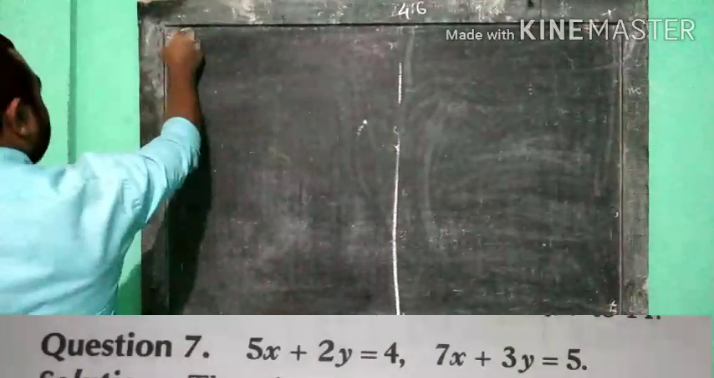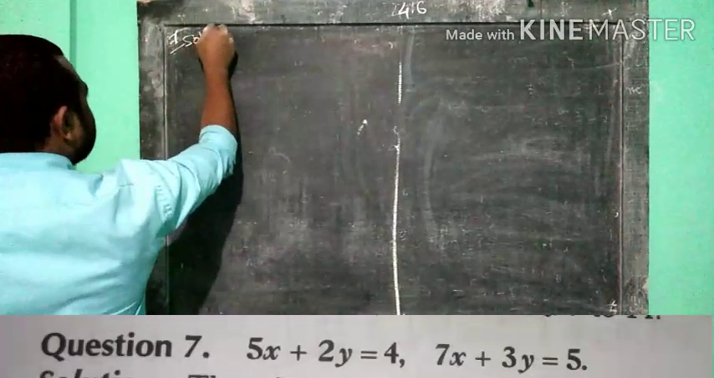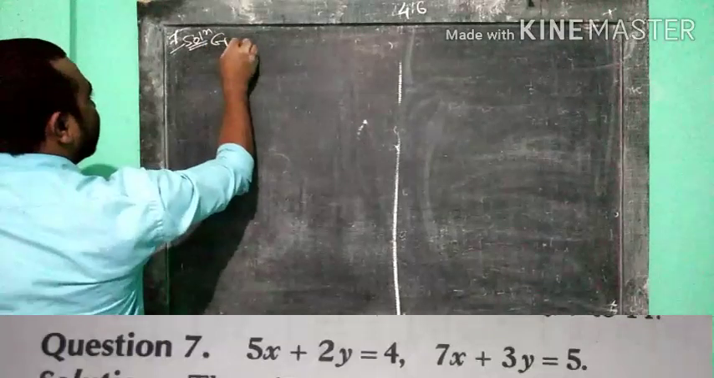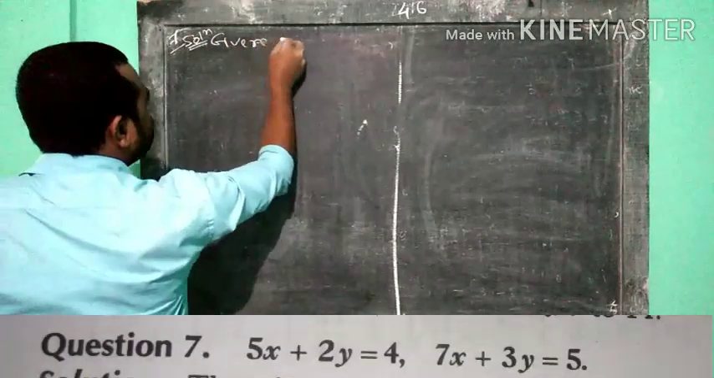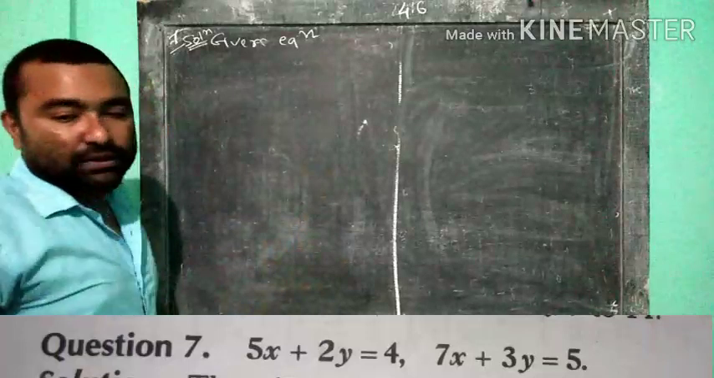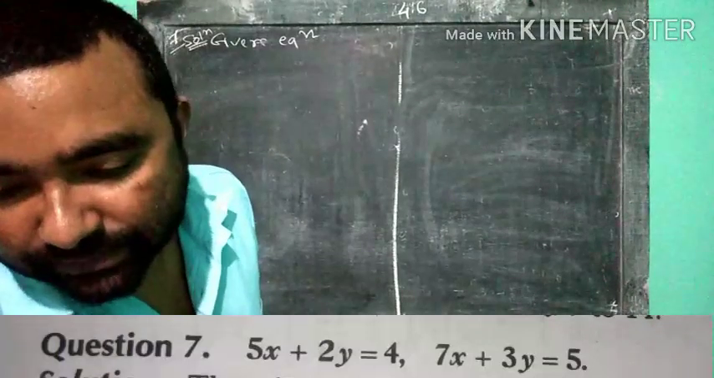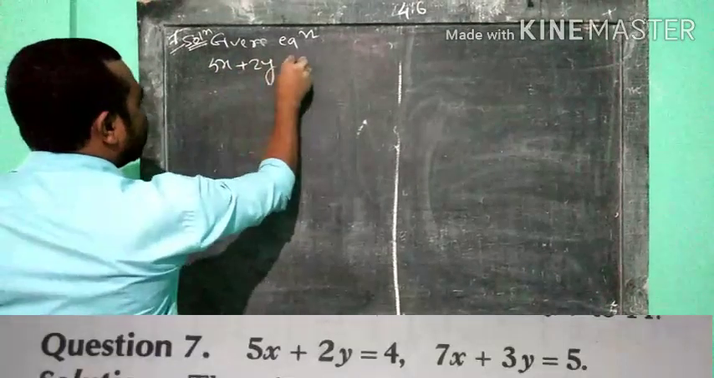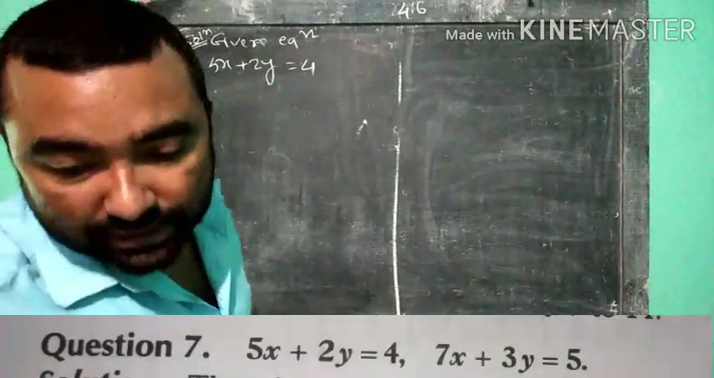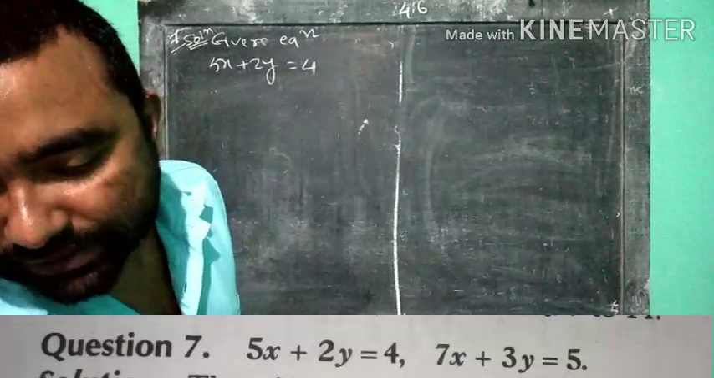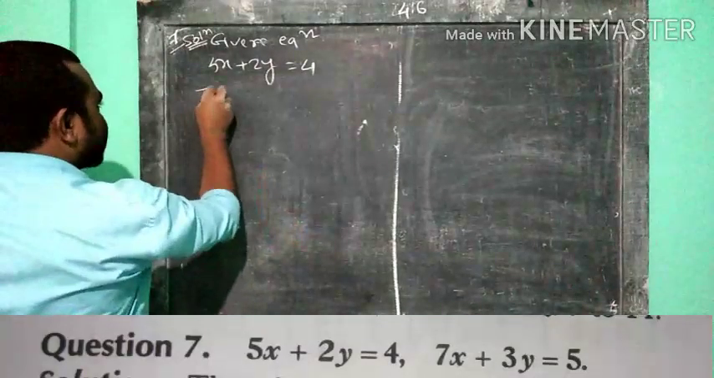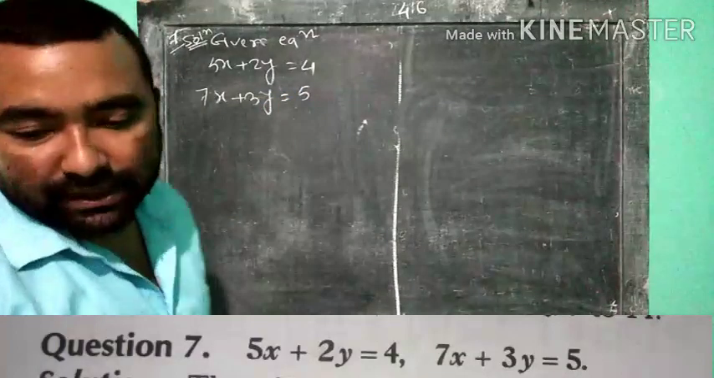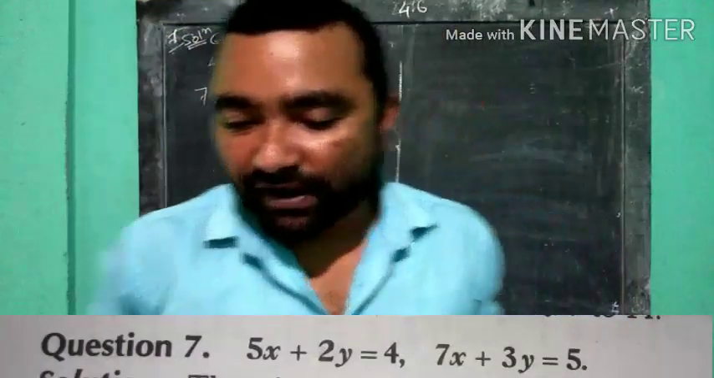First of all, I am going to solve question number 6. First of all, you write the given equations. The given equations are 5x plus 2y equal to 4, and the second equation is 7x plus 3y equal to 5. This is the given equation. It is very simple.